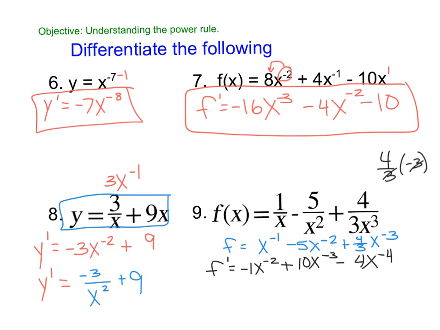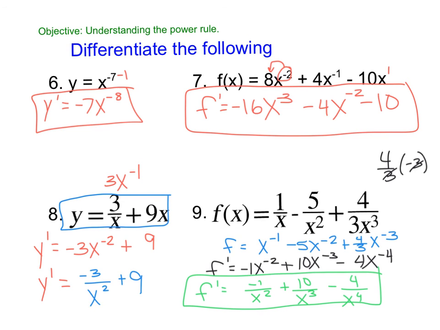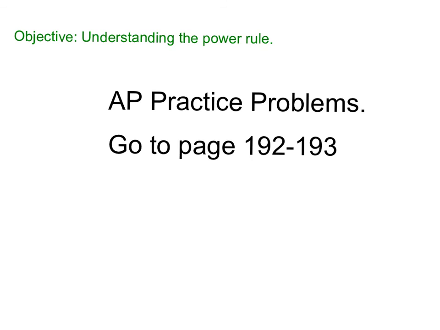Then I'm going to write it back in its original form. -1 over x squared plus 10 over x to the 3rd minus 4 over x to the 4th. And that is the answer. And that's where the power rule gets difficult, just dealing with those negatives.